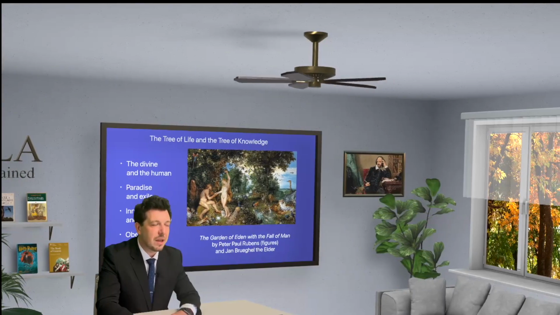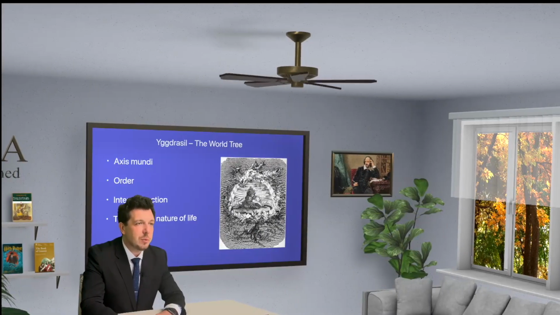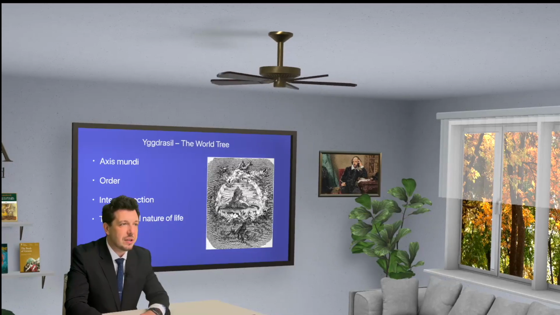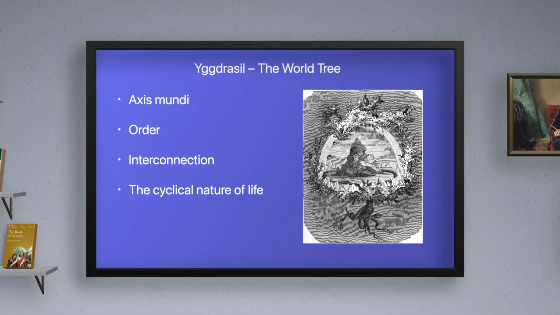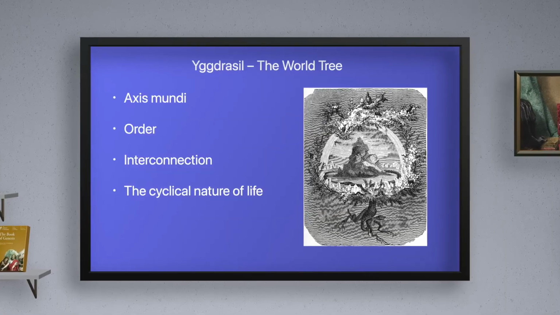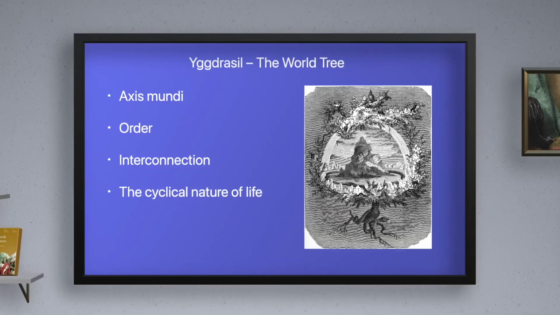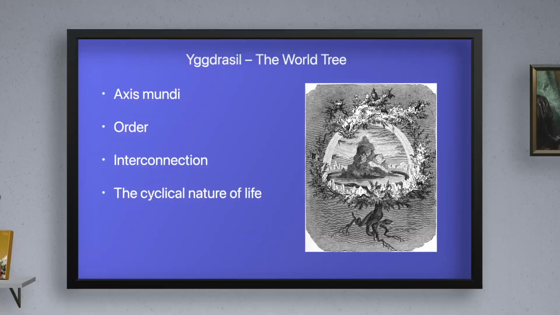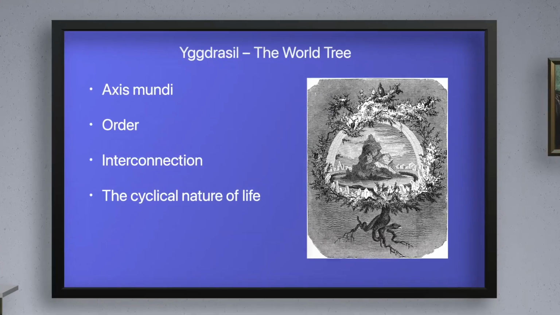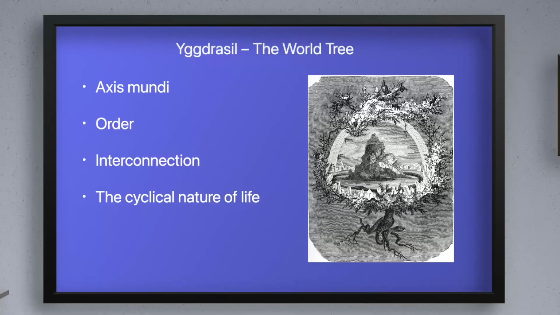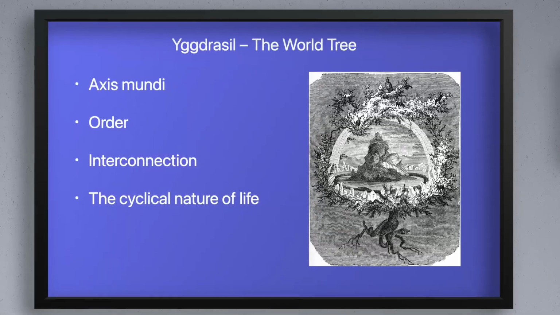In Norse mythology, the world tree connects the nine realms, heaven, earth, and the underworld. It's a cosmic axis, or axis mundi, representing order, interconnection, and the cyclical nature of life. Eternal, yet constantly threatened and renewed, it mirrors the rhythm of life, the seasons, and spiritual transformation.